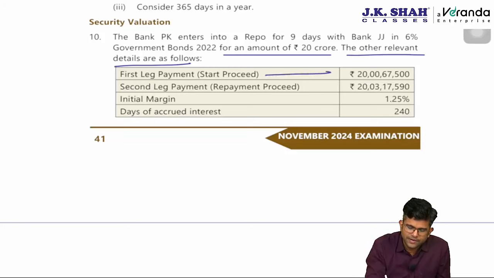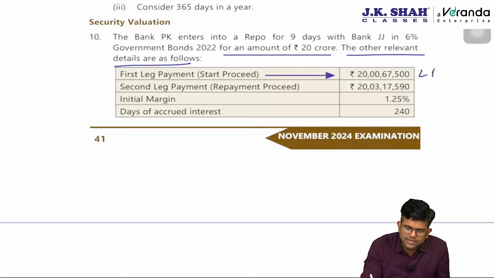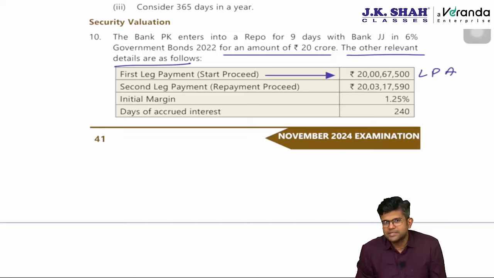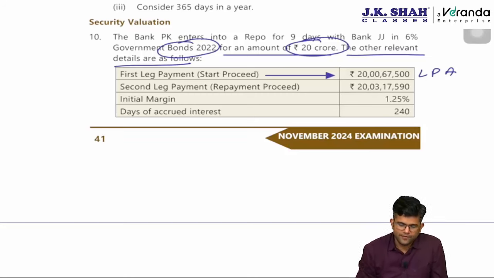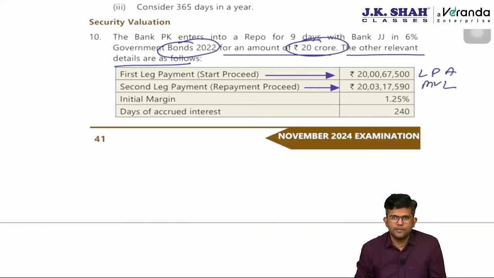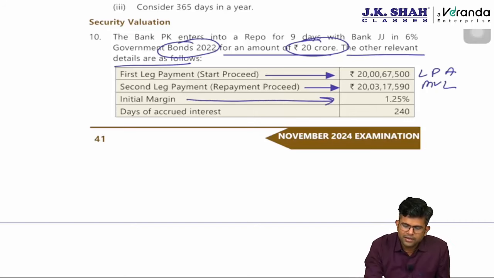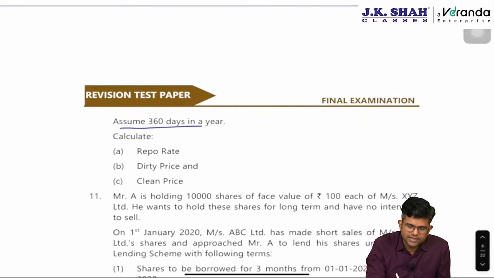Now students, what does this mean? First leg payment basically is your loan principal amount. This is your loan principal amount. So 20 crore was the face value of these bonds, but the loan given was 20 crore 67,500. Second leg payment, students, refers to the maturity value of the loan. So when the loan is to be repaid, PK will be paying 20 crore 3,17,590. Initial margin is 1.25%. This I'll tell you in some time what it is. And days of accrued interest also I'll tell you in some time what it is. Now, assume 360 days in a year.